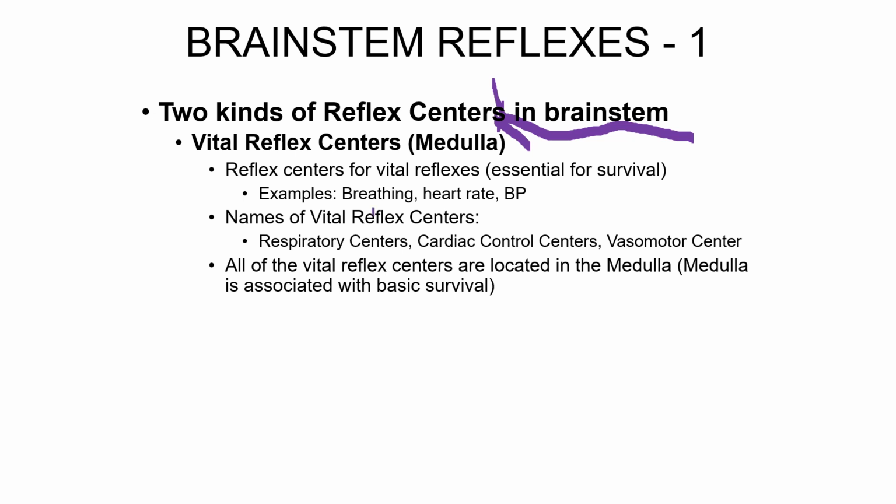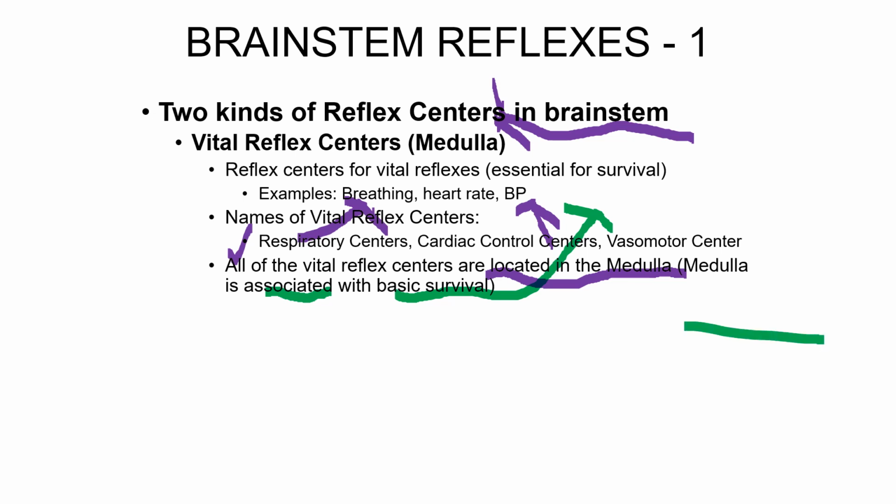So we have the respiratory center, which controls your breathing. We have the cardiac control centers. We have one that makes your heart rate go faster and one that makes your heart rate go slower, and we'll learn about that next semester. And then we have the vasomotor center, which refers to our blood pressure. We need to make sure our blood pressure is not too high or too low. And all of these are found, once again, in the medulla oblongata.